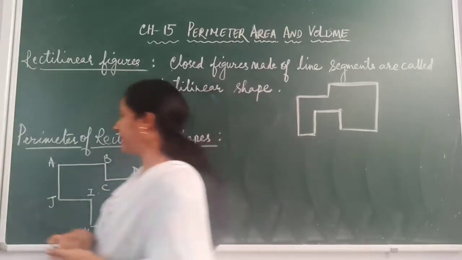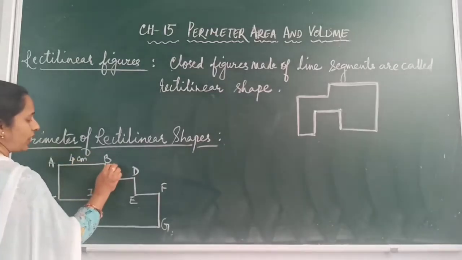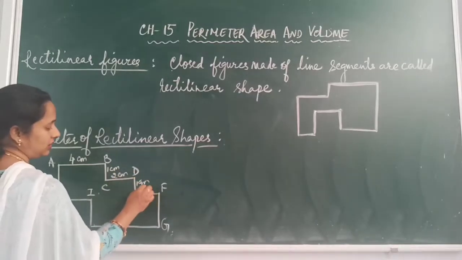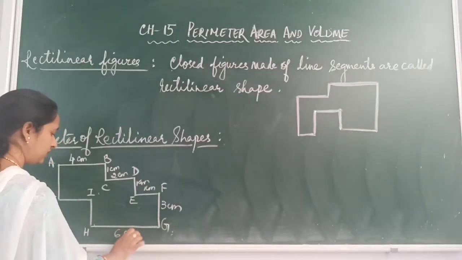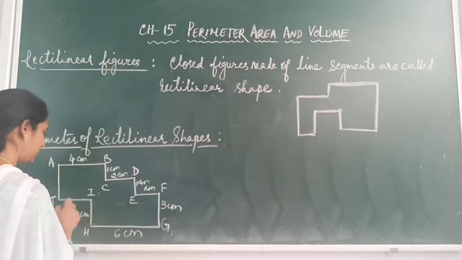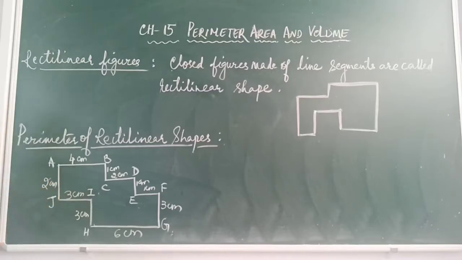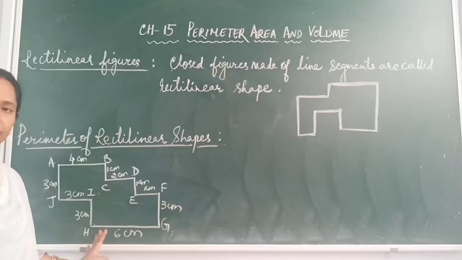known to you. So let us assume here this length is 4 centimeter, this is 1 centimeter, this is 2 centimeter, 1 centimeter, here 1 centimeter, here 3 centimeter, here 6 centimeter, 3 centimeter, here also 3 centimeter, here 2 centimeter. Okay, 2 or 3, this one is more, 3 centimeter. Now here almost the measurements of all the line segments are given to you.